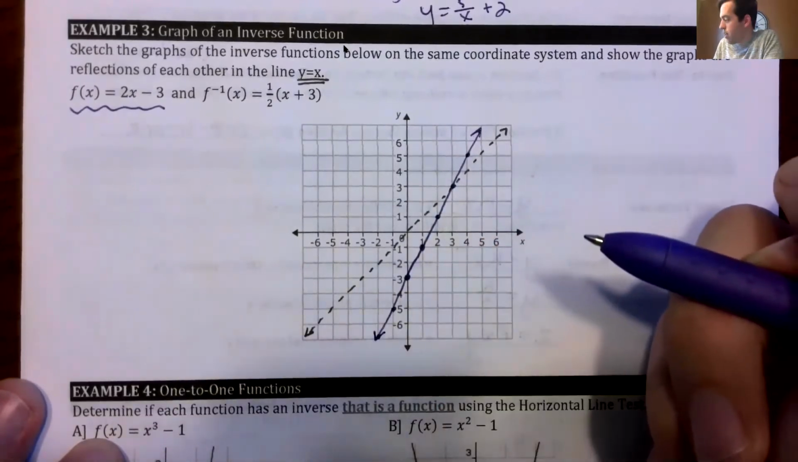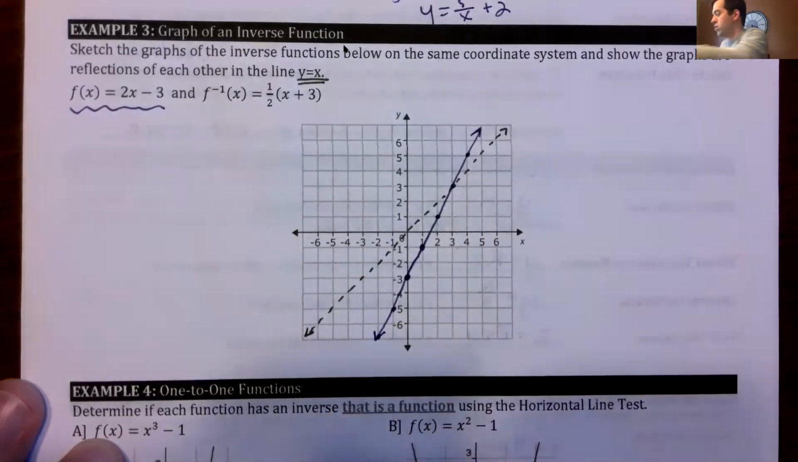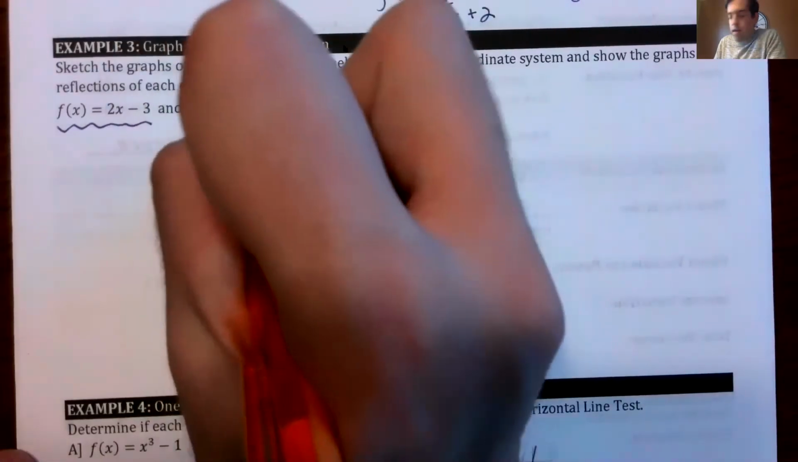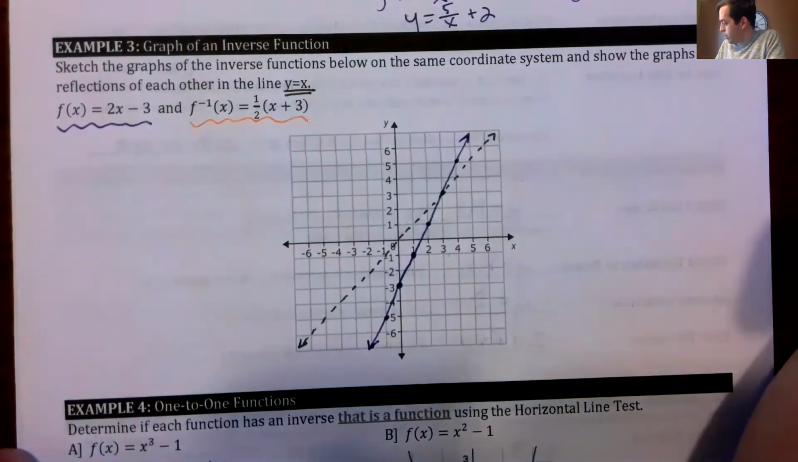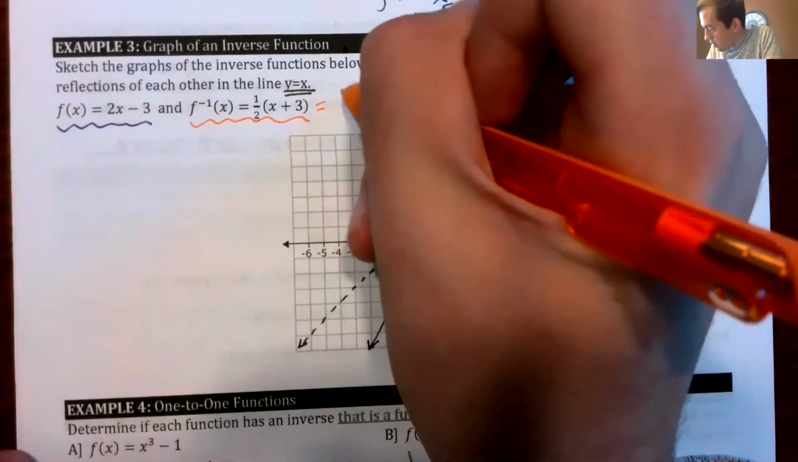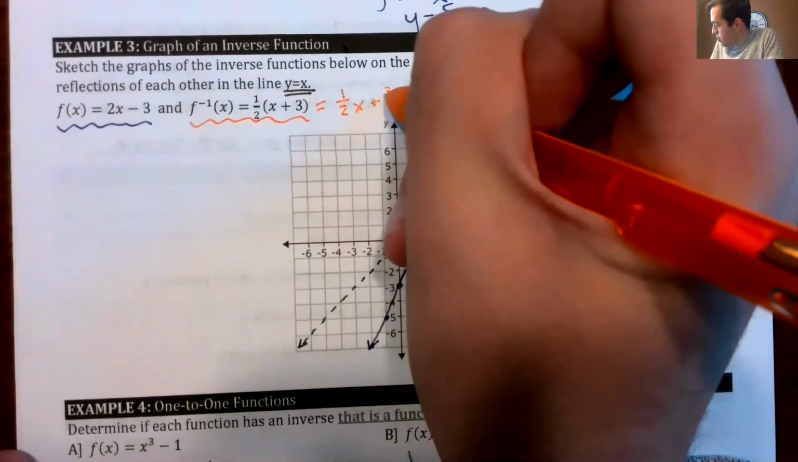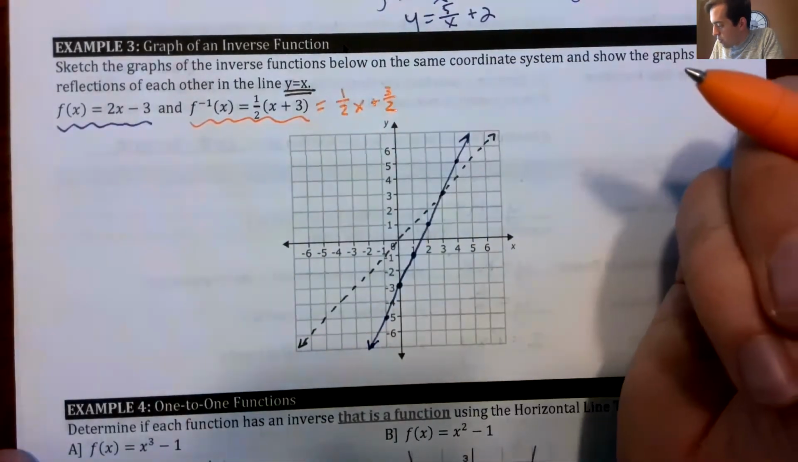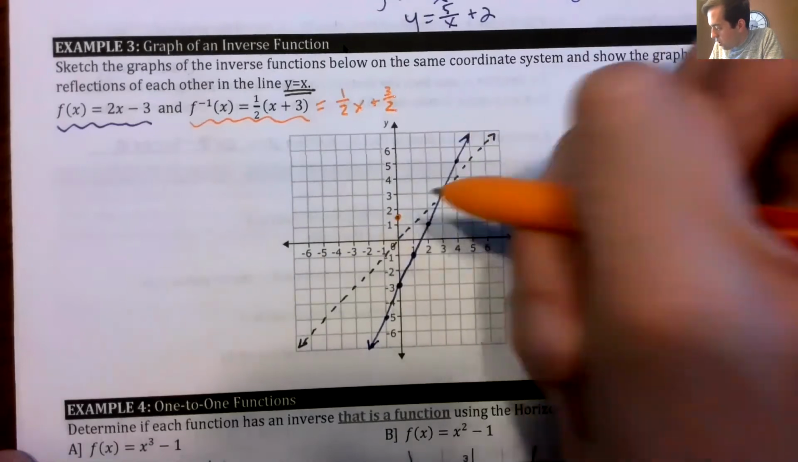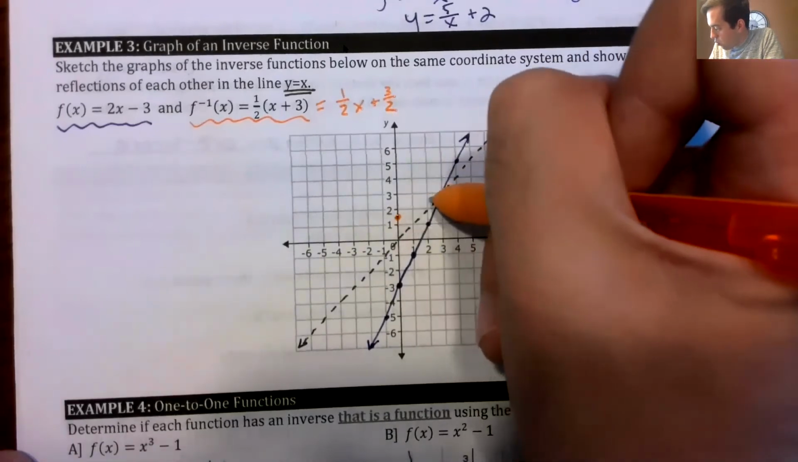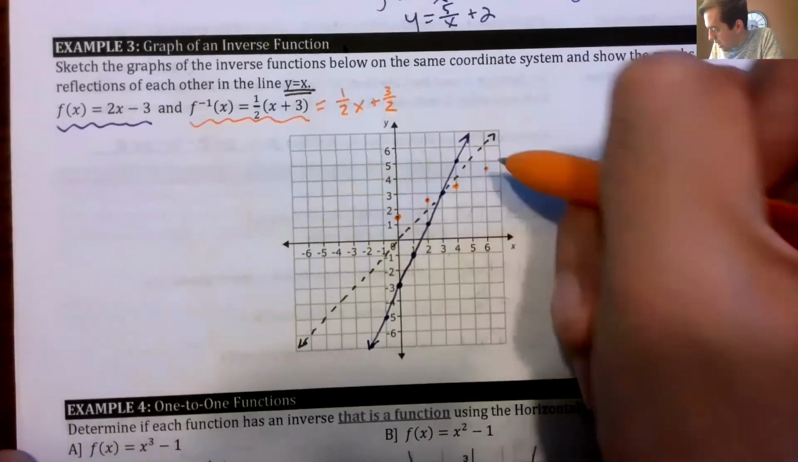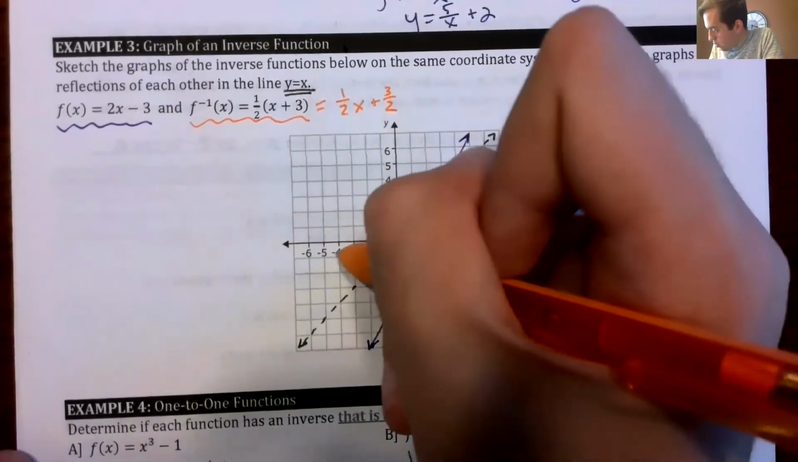Okay, and then the other one I'll do in orange. And this one is, I'm going to distribute the 1/2 so that it's more like a line. Okay, so we have a y-intercept of 3/2, which is 1.5. And then we go up 1, right 2, up 1, right 2. That's kind of weird because we're like halfway between 2 points, but it still works.